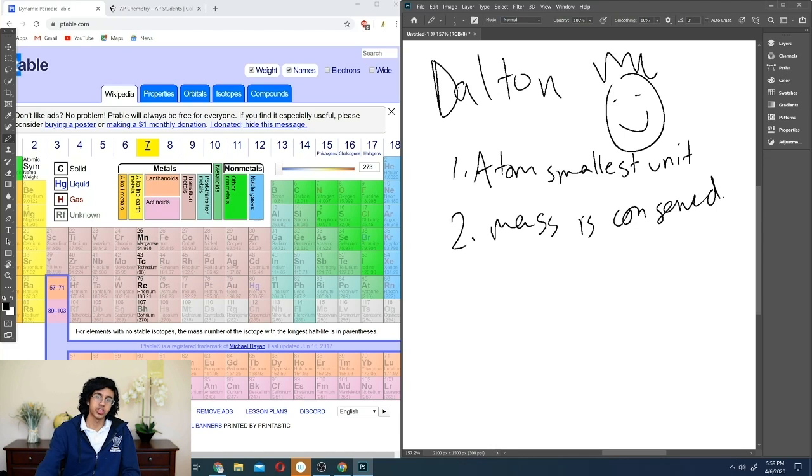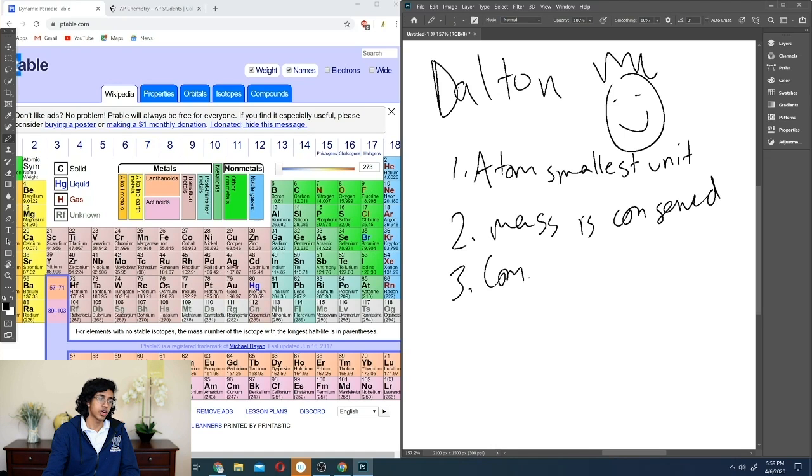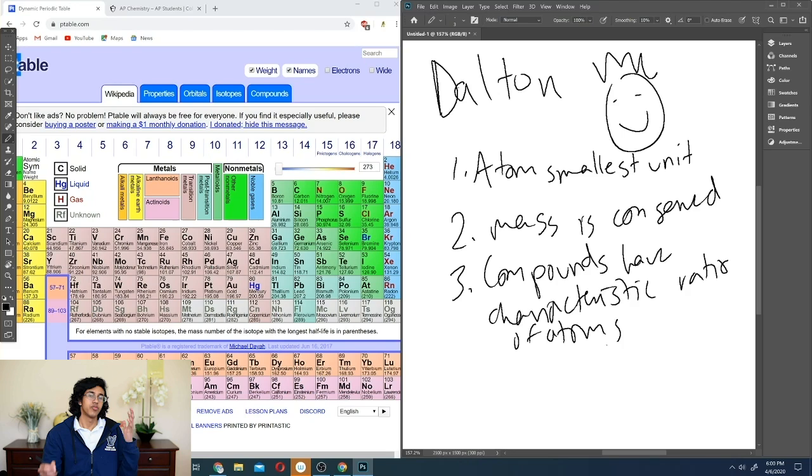Another thing he said is that compounds have a characteristic ratio of atoms. So if you have pure H2O, every single molecule in that substance is going to have the same ratio of hydrogen to oxygen. No matter which part of that substance you take, it's going to have the same ratio. And that's called the law of constant composition.